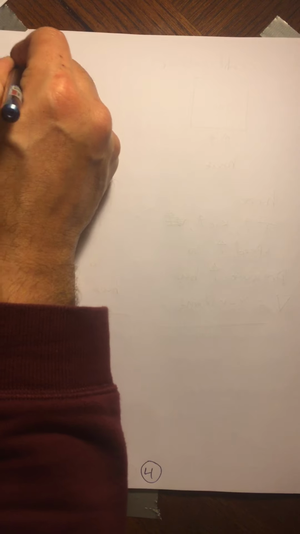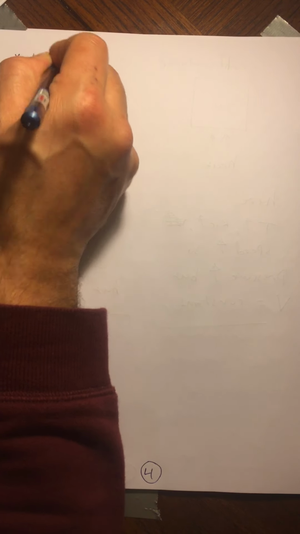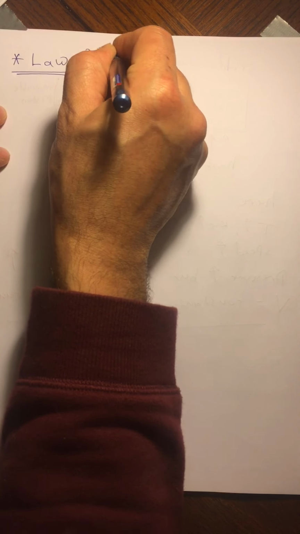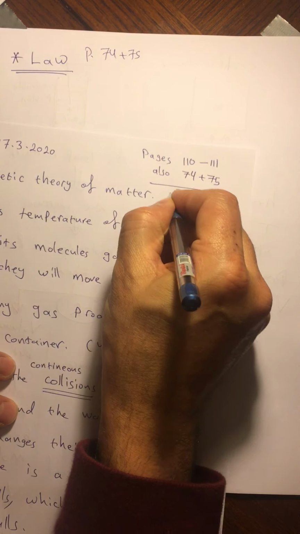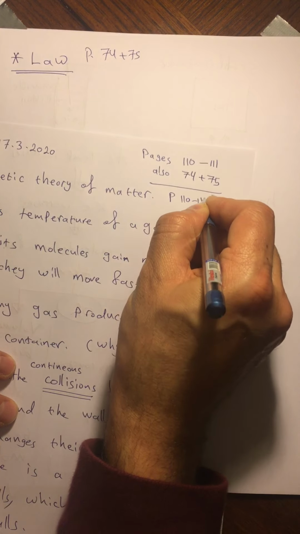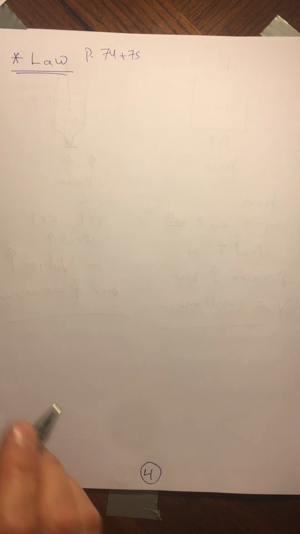Okay, now the last thing, what will happen for pressure and volume, but now if the temperature stays constant. Now, this is a law. We don't care about the name of this law. Now this is in pages 74 and 75. At the beginning here it was pages 110 and 111. Now this is pages 74 and 75. Now there is a law, its name is Boyle's law, the name is not important.